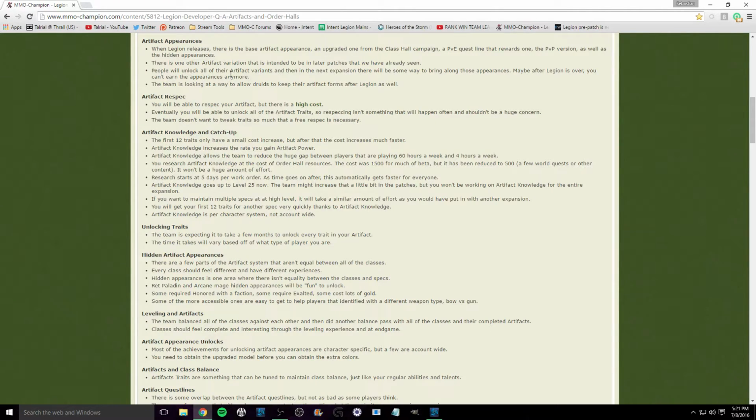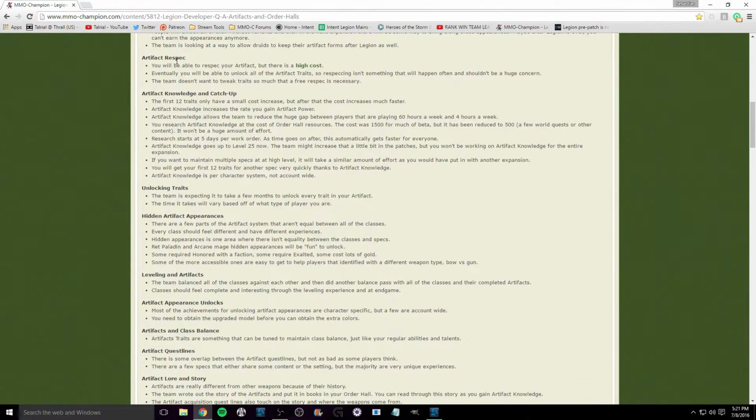Good things to note here is that they are looking for a way to allow druids to keep the artifact forms after Legion, and they're looking to try to make the artifact variants transmogable possibly once the expansion is done, and maybe you won't be able to go back into Legion and get all the artifact variants. They're trying to make it a reward for playing throughout the expansion.